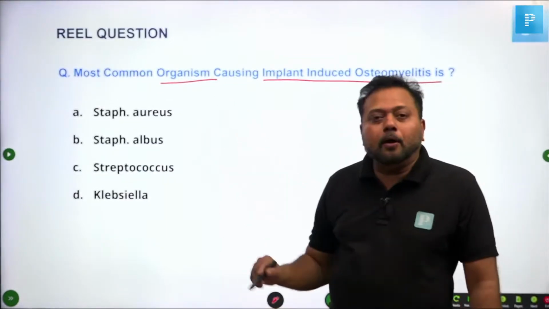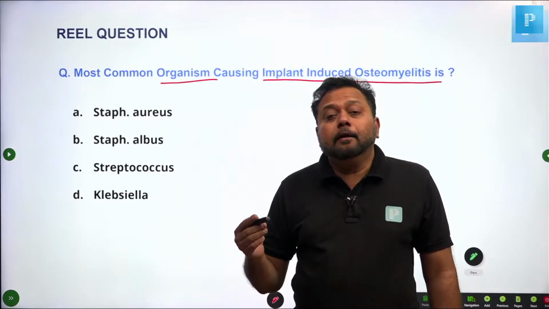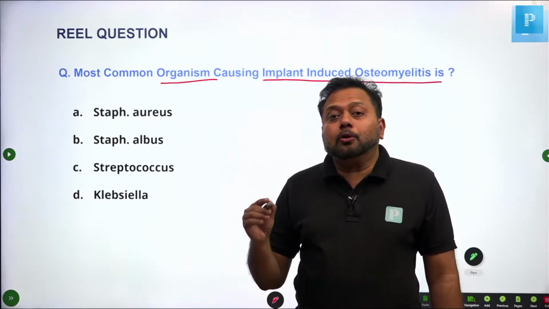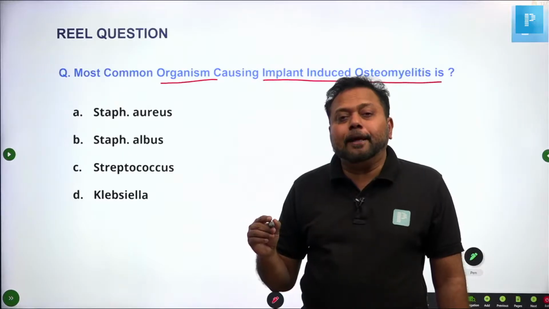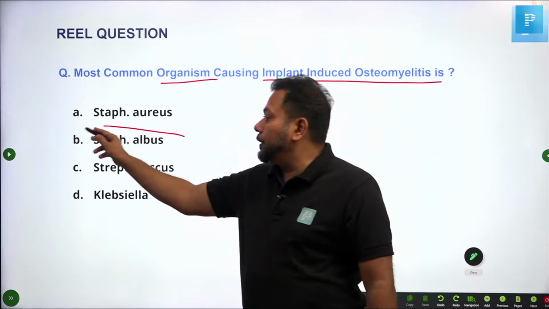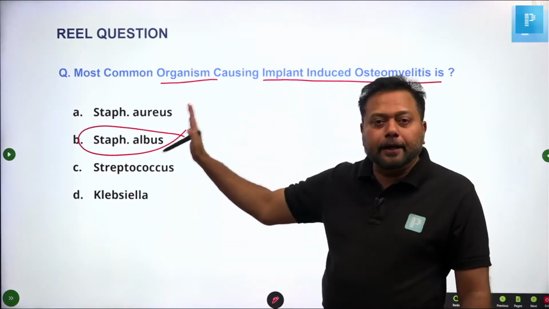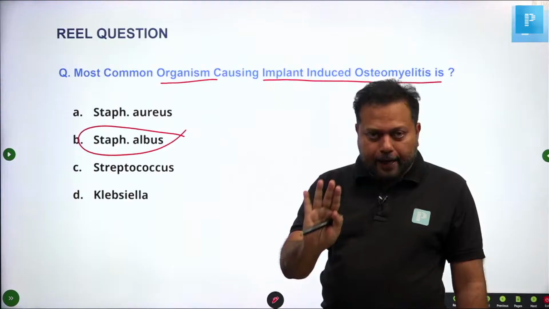The most common organism causing implant-induced osteomyelitis is Staphylococcus epidermidis. Staphylococcus epidermidis is otherwise called Staphylococcus albus. This is a real question, a slippery question I have framed.